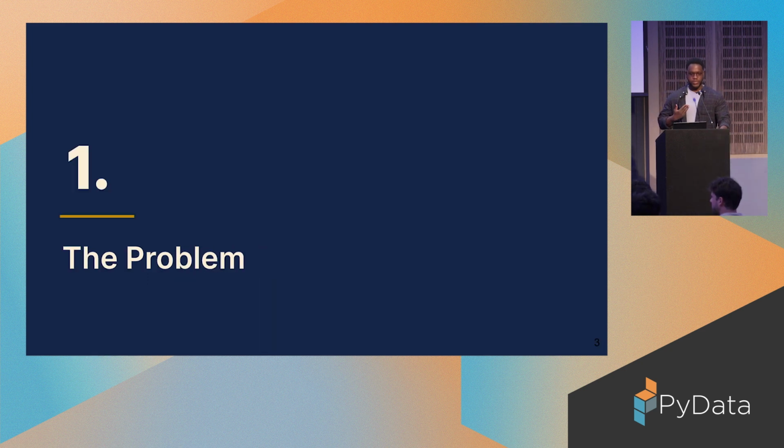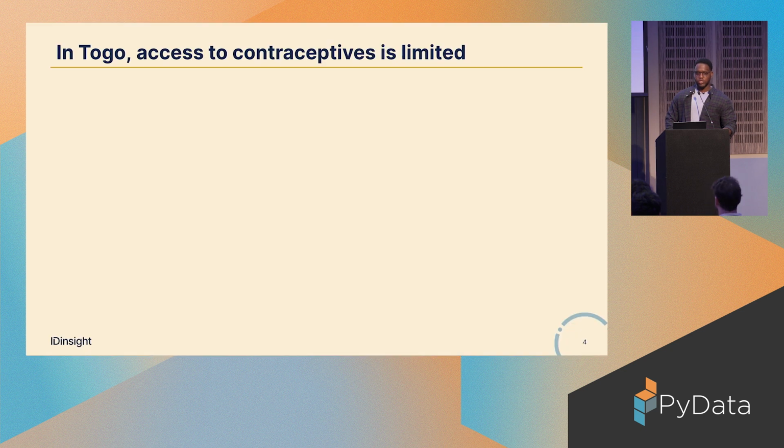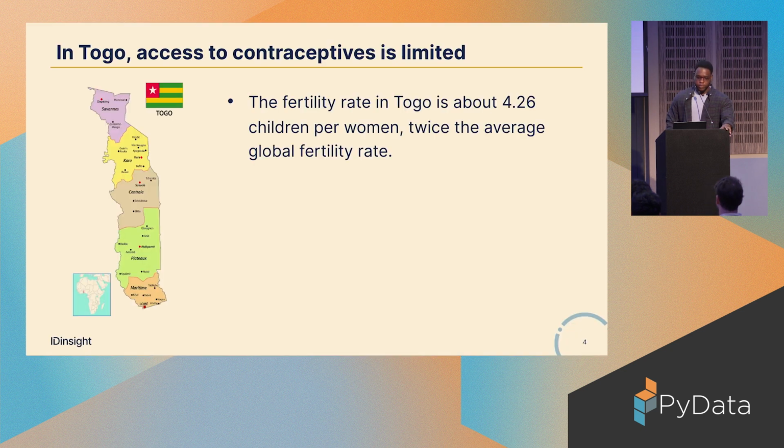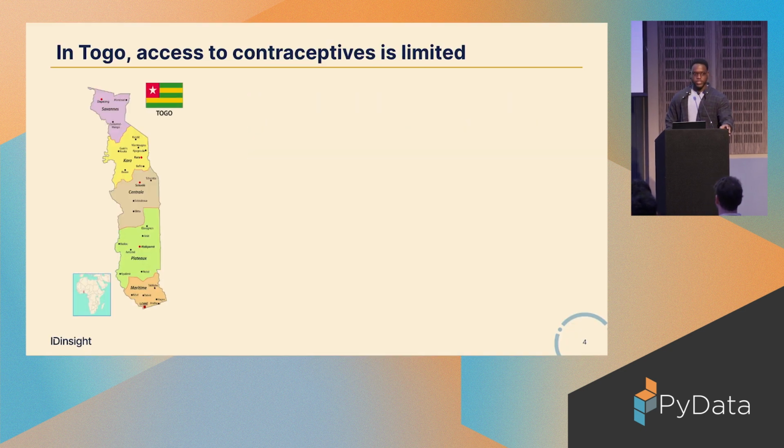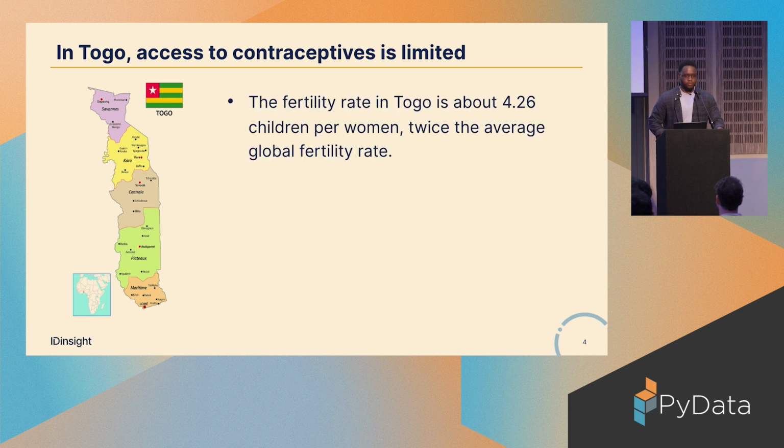So let's start with the problem statement. I'm going to talk about a project in Togo, which is a small West African country. And like most West African countries, it has a really high fertility rate of about 4.26, which is basically the average number of children that a woman will have. And that's twice the average global fertility rate.